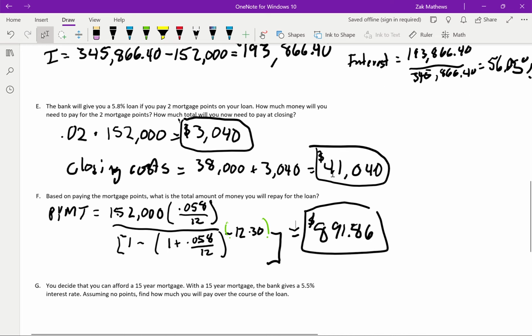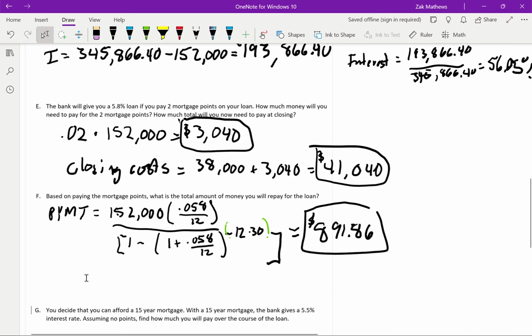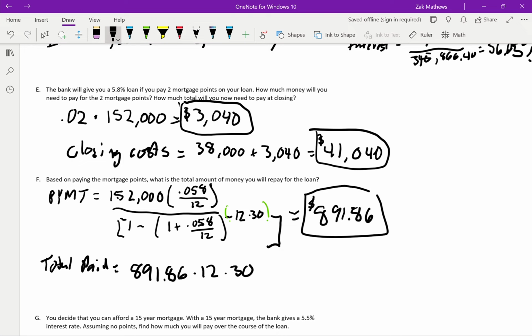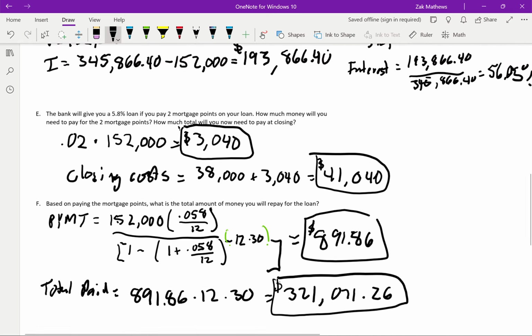We want to know not just what the monthly payment was, but how much we have to repay. So let me create a little bit more space here. I want to know total paid. So just like before, I'm going to take my monthly payment, $891.86. I'm going to multiply it by the 12 because of 12 monthly payments. Multiply it by 30. And when I do this, I get $321,071.26.